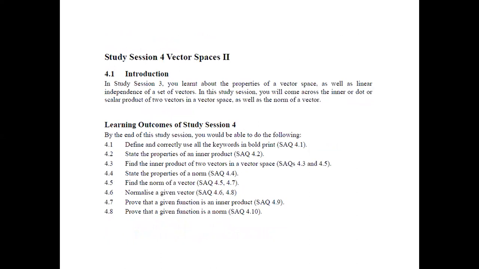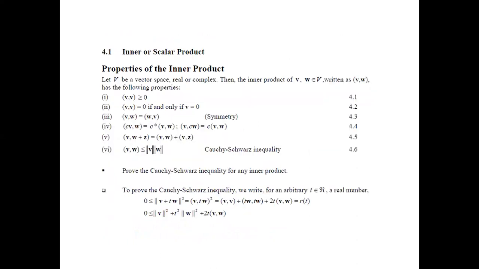Study session 4, vector spaces 2. Let's go straight to the properties of an inner product. Let V be a vector space, real or complex. Then the inner product of v and w that are in V, which we write as (v, w), has the following properties. 1. The inner product of a vector with itself must be greater than or equal to 0. 2. That inner product of a vector with itself is 0 if and only if v itself is 0.